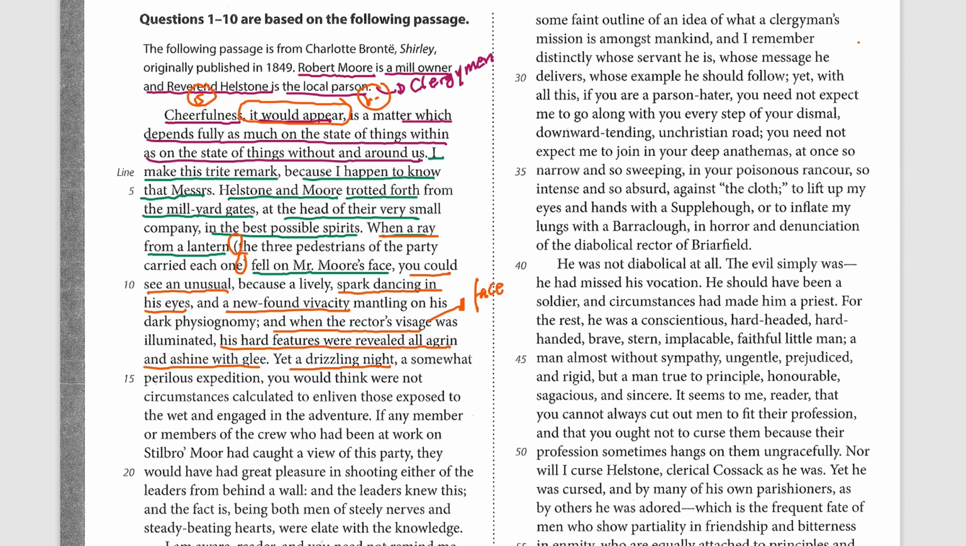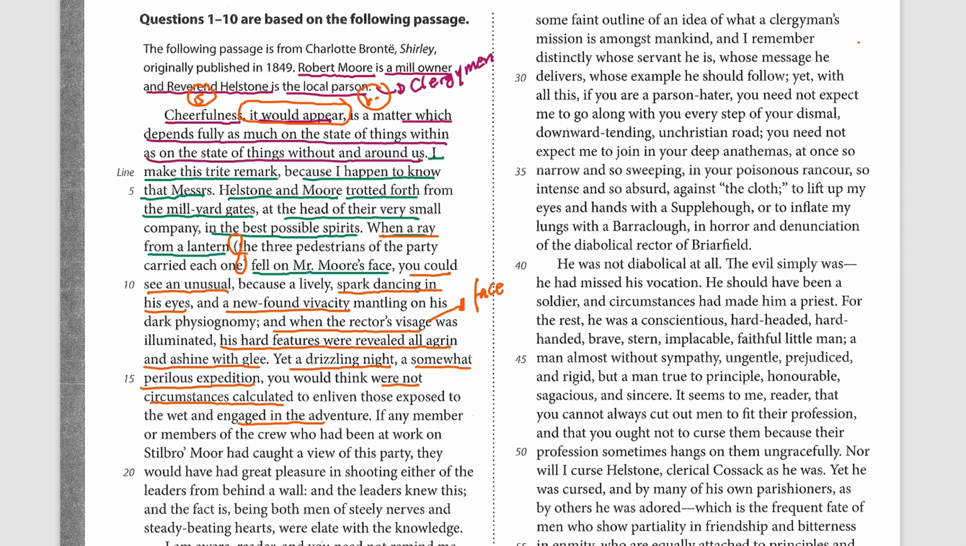Wet night. A somewhat perilous expedition. It wasn't an easy trip when they started walking from the mill to somewhere. Perilous means it was a bit risky. You would think these were not circumstances calculated to enliven those exposed to the wet and engaged in the adventure.